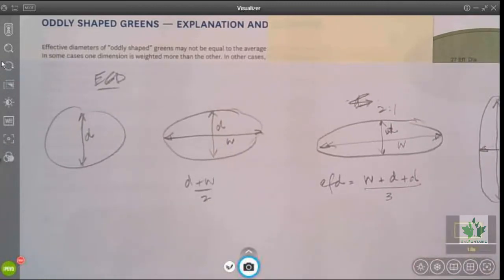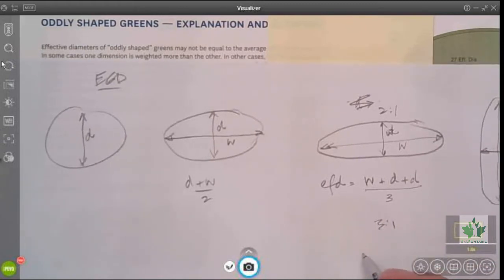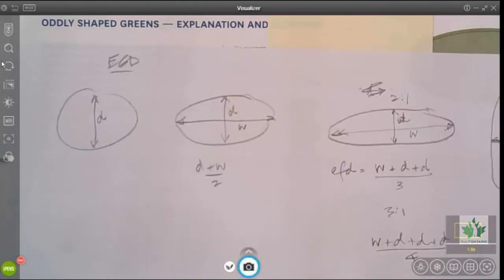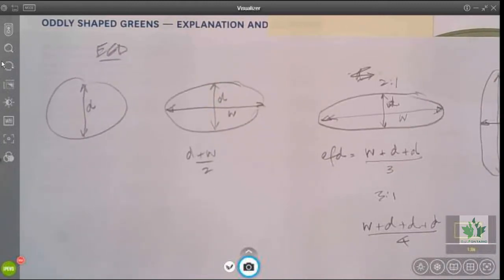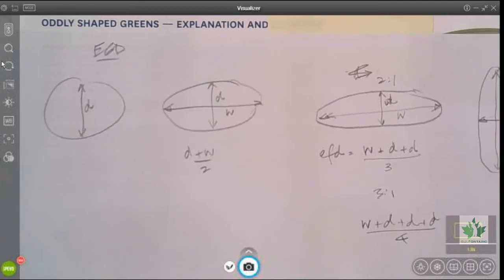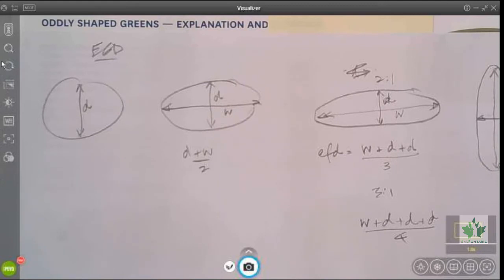So those are pretty standard, and you can go to a 3-to-1. If it's a 3-to-1 green, then it would be one dimension, let's say the width, plus the depth plus the depth plus the depth over 4, ad nauseum with that. Over the years, our team has taken 2 other kinds of shapes that come up from time to time and devised a little way of dealing with them. What you're trying to do is come up with a reasonable estimate of the size of the target, and the theory is that the effective green diameter of any green, regardless of its shape, would be the diameter of a circle that has the same area as that odd-shaped green.